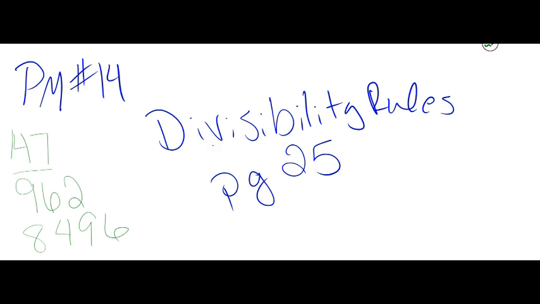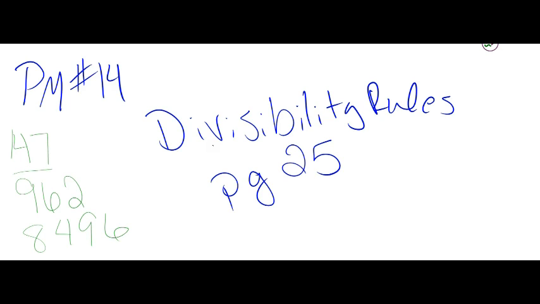1 plus 4 is 5, plus 7 is 12. 12 is a multiple of 3, so 147 is divisible by 3. 9 plus 6 is 15, plus 2 is 17. That's not a multiple of 3, so 962 is not divisible by 3.